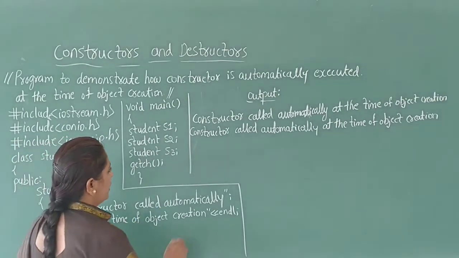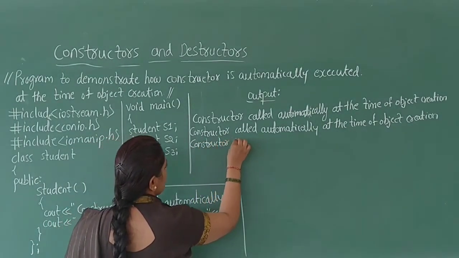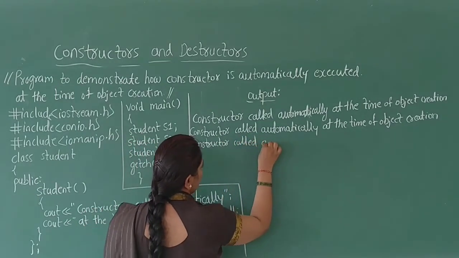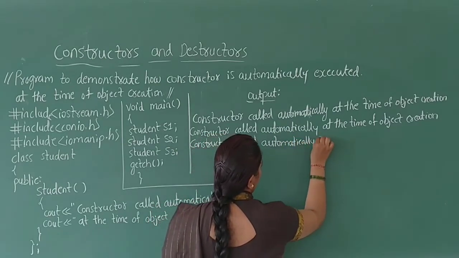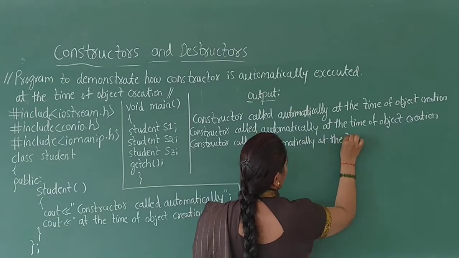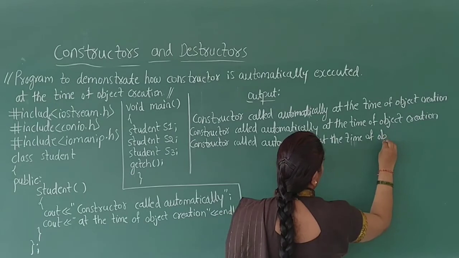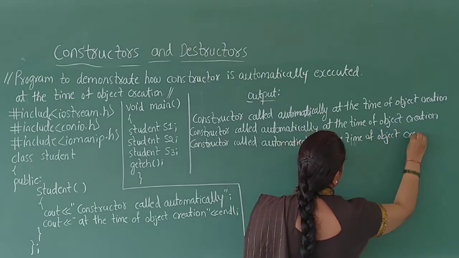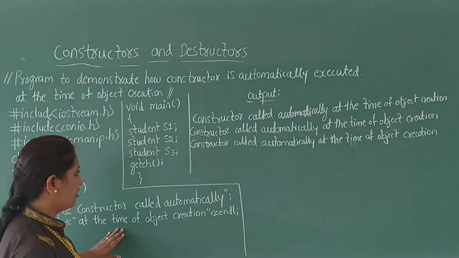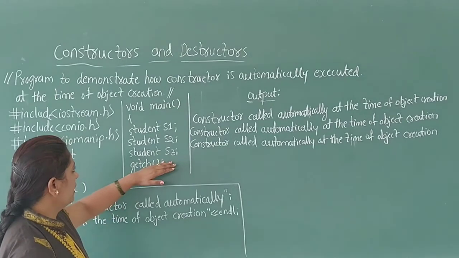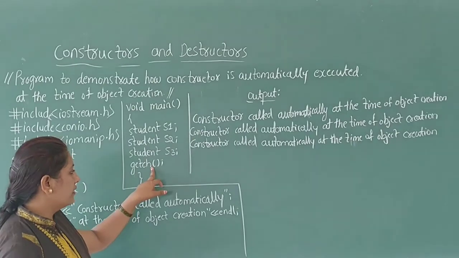Constructor called automatically at the time of object creation. Then it ends the member function and again comes to the main function, and the next statement is getch, which gets the character.